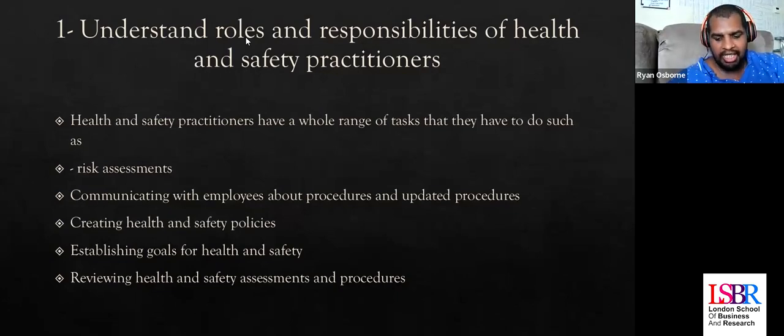Health and safety practitioners have to do a lot of risk assessments. Now, why do we say they've got to do risk assessments? Because every day will not be the same. Every day is going to be different. And when you're a practitioner in the field, you need to understand that.